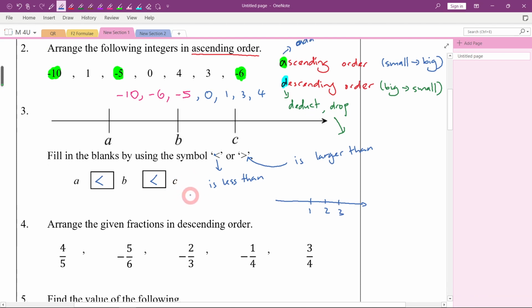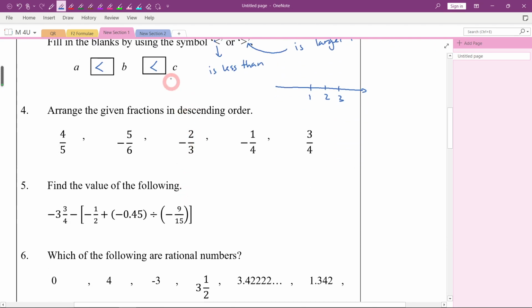Okay. Now let's go to question number 4. Arrange the given fraction in descending order. Still remember what I told just now? If you always get confused between ascending order and descending order, think this way: D, deduct, or drop, from big to small. Okay, big to small. So some students will make mistake when they try to arrange in a descending order.